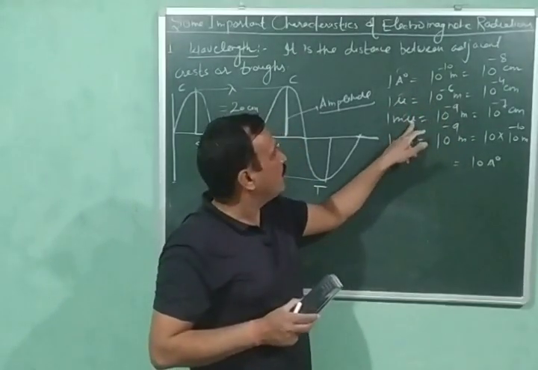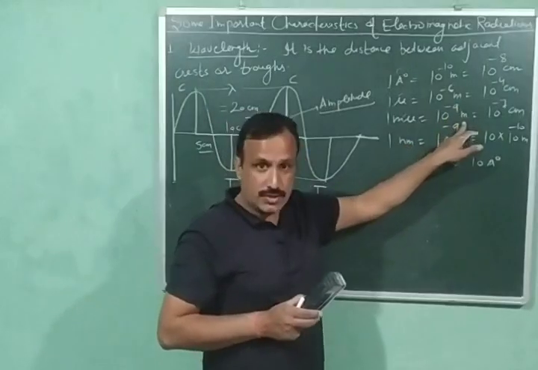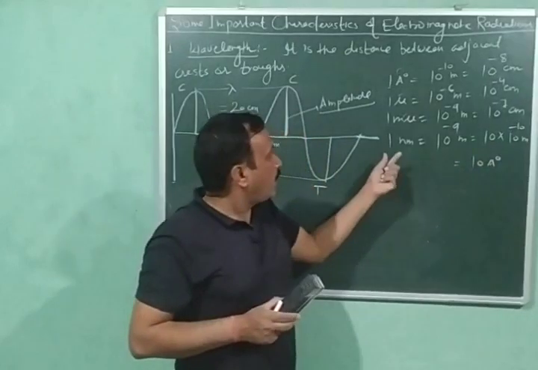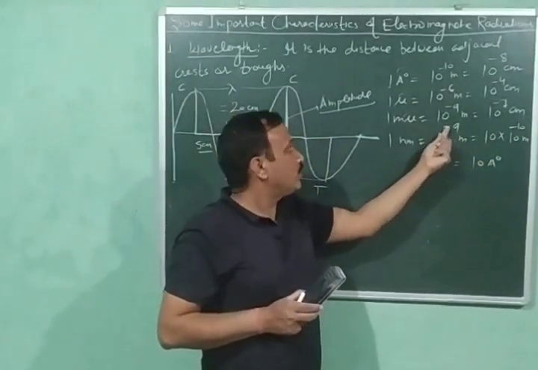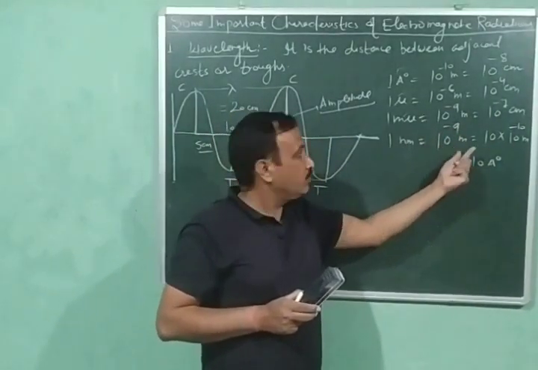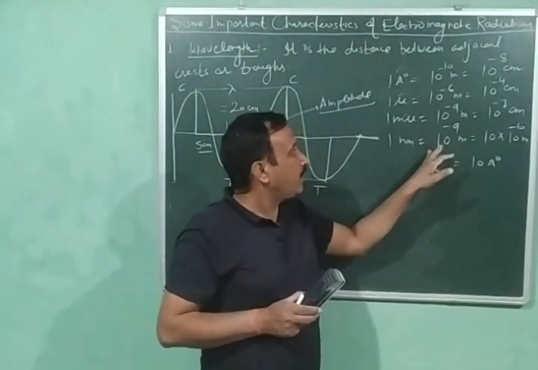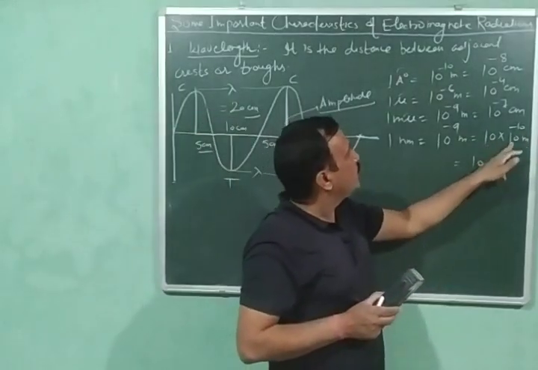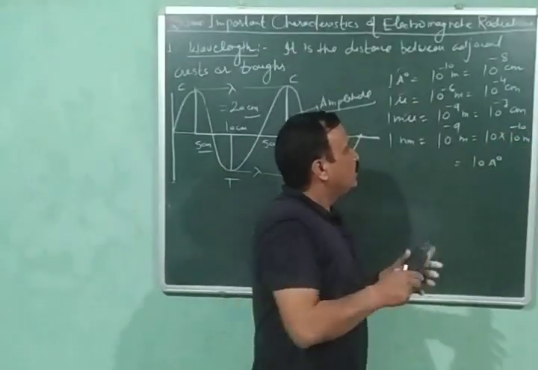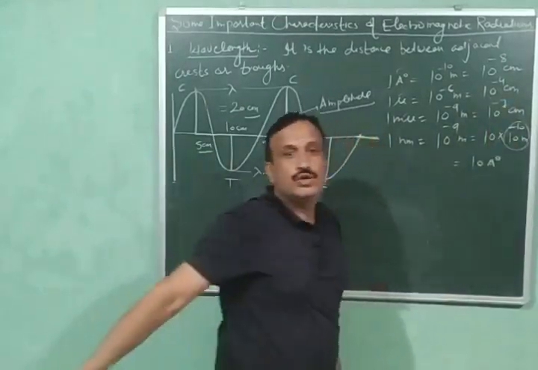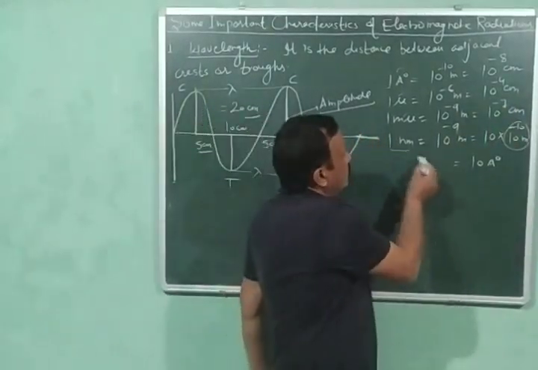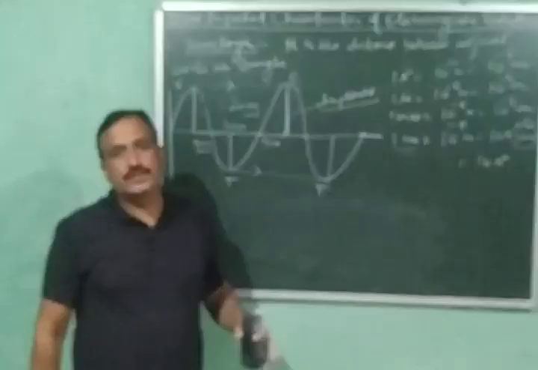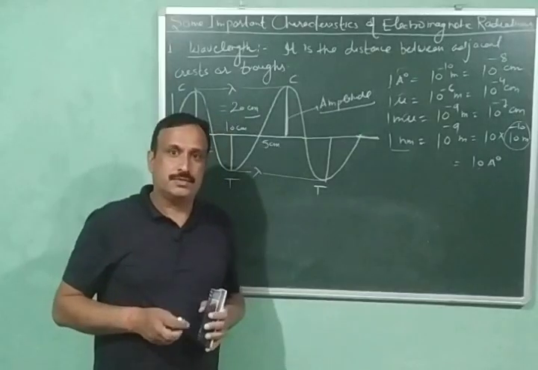So that's why 1 millimicron is equal to 10 raised to power minus 9 meters or equal to 10 raised to power minus 7 centimeters. And 1 nanometer is equal to 10 raised to power minus 9 meter. What we have done here is multiplied it by 10 and divided it by 10. So after multiplying and dividing by 10, we will have 10 into 10 raised to power minus 10 meters, and 10 raised to power minus 10 meters is equal to 1 angstrom. So 1 nanometer is equal to 10 angstroms. Understood? So these are the various units in which we will express wavelengths.